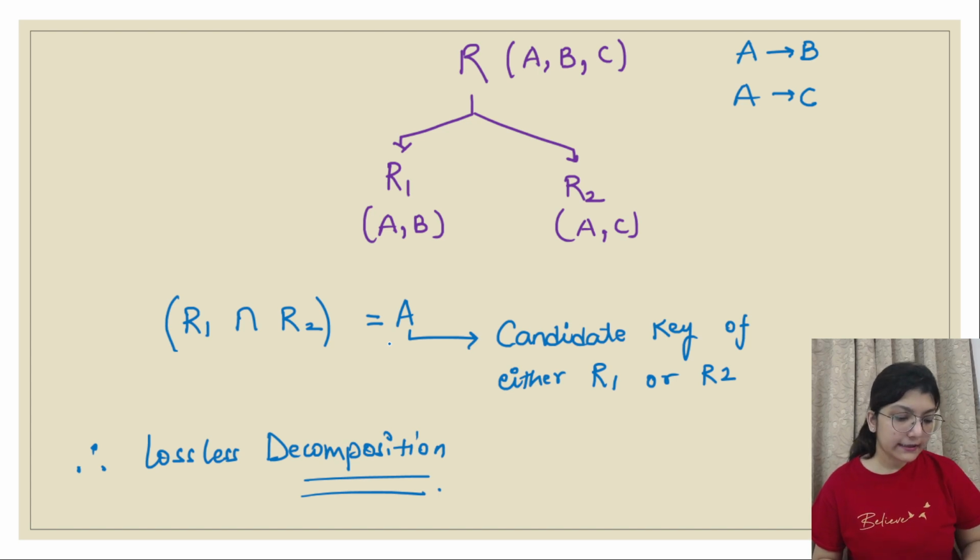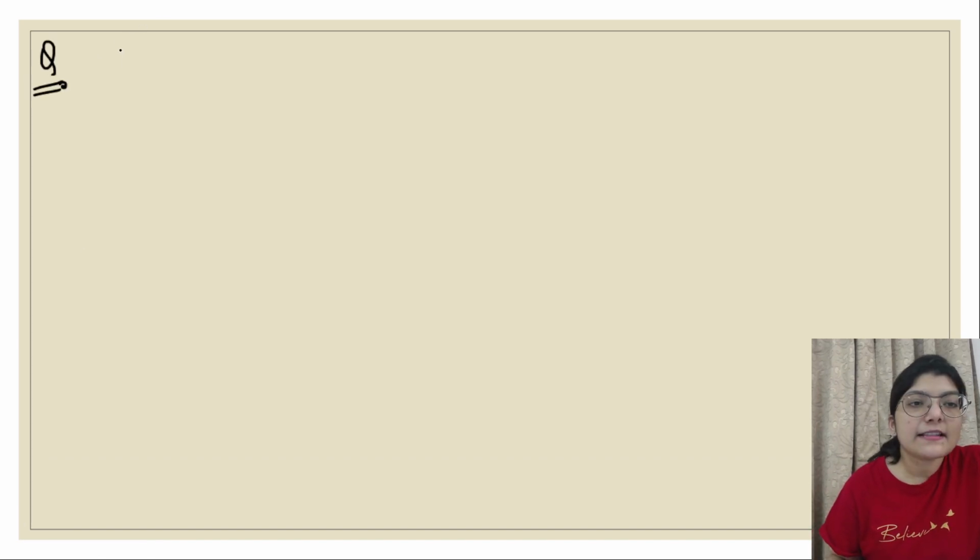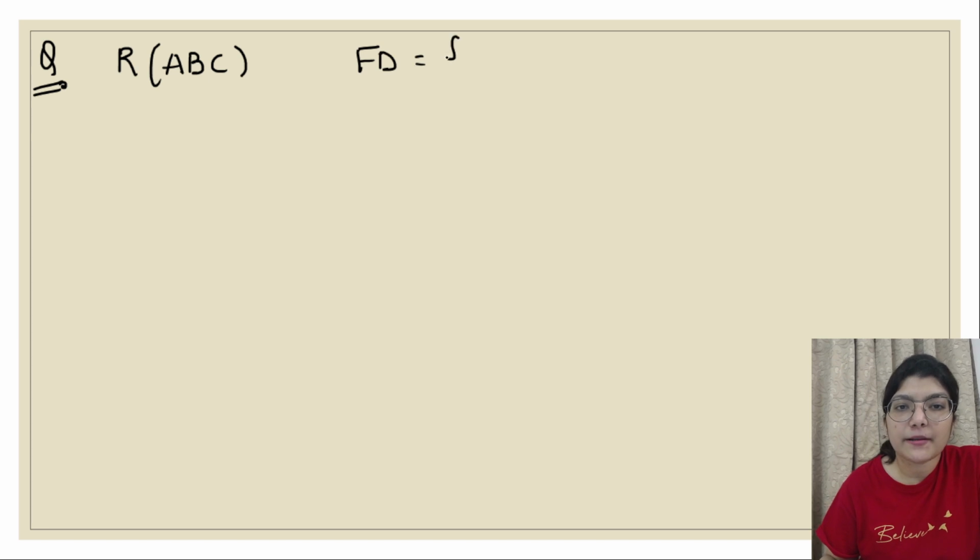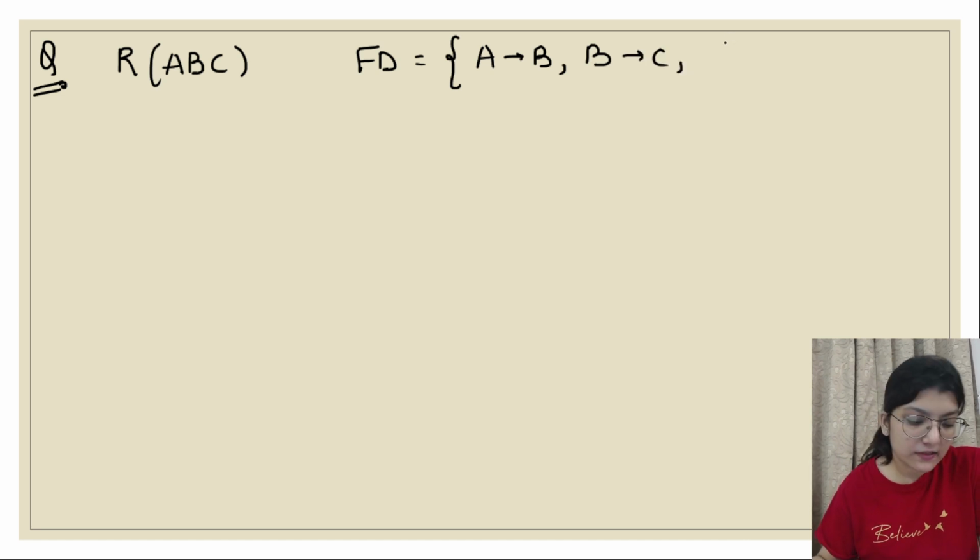Okay, so I'll explain with the help of an example, and then I'll explain further what dependency preserving is in this only. Okay, suppose I have a relation R and it has attributes A, B and C, and we have a set of functional dependencies, and they are, basic example I'm taking, A to B, B to C and C to A.